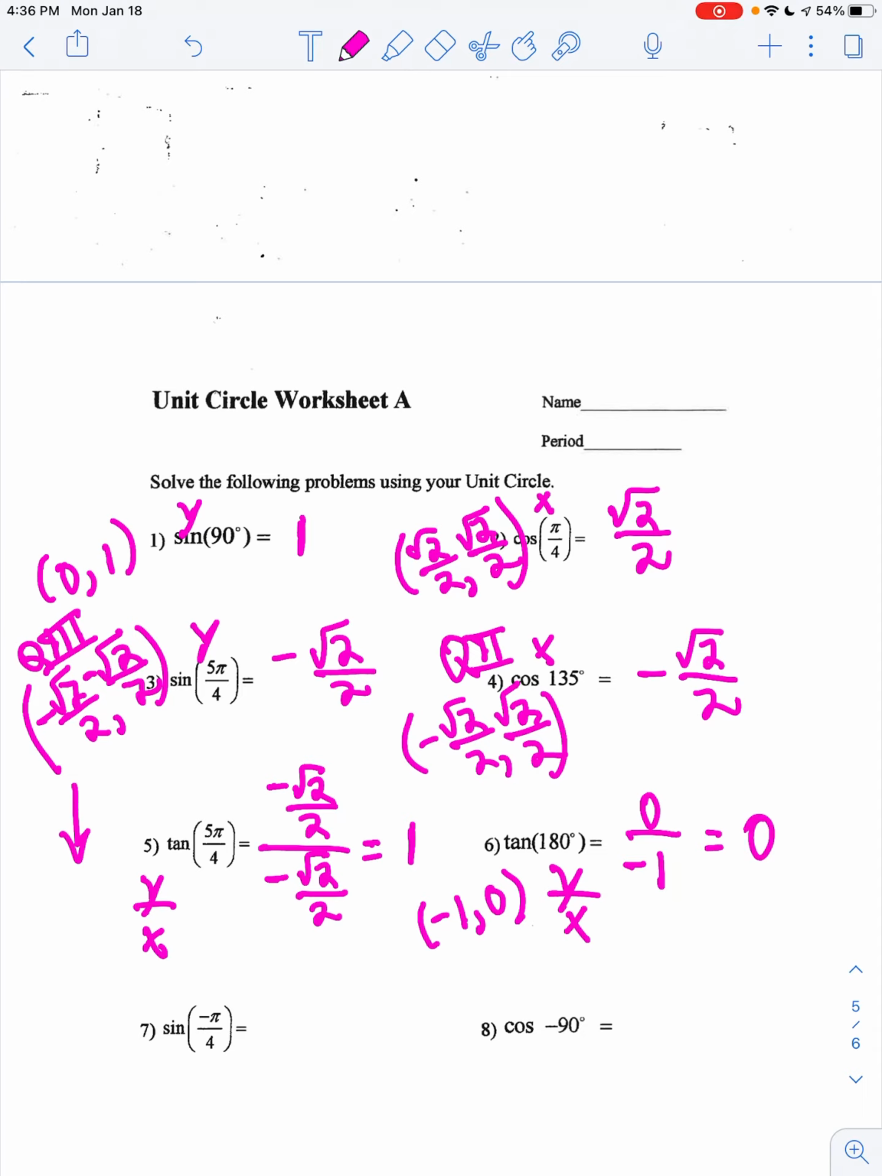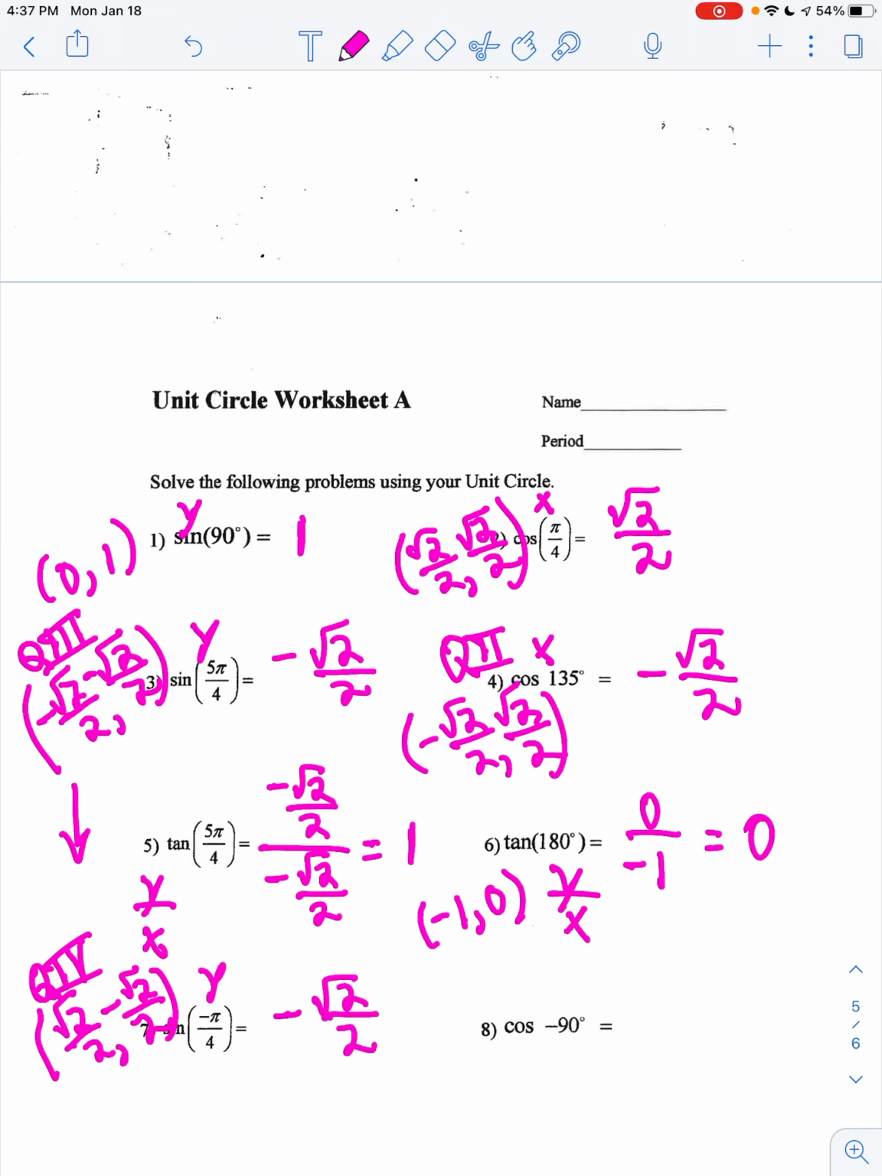The sine of negative pi over 4. Now, our rotation is clockwise to quadrant 4. It's a multiple of pi over 4. The x is going to be positive square root of 2 over 2. The y will be negative in quadrant 4. That's the quadrant. So sine is, of course, y. So our answer is negative square root of 2 over 2.